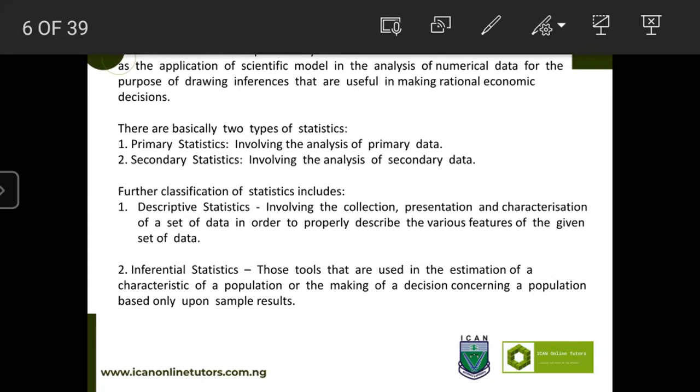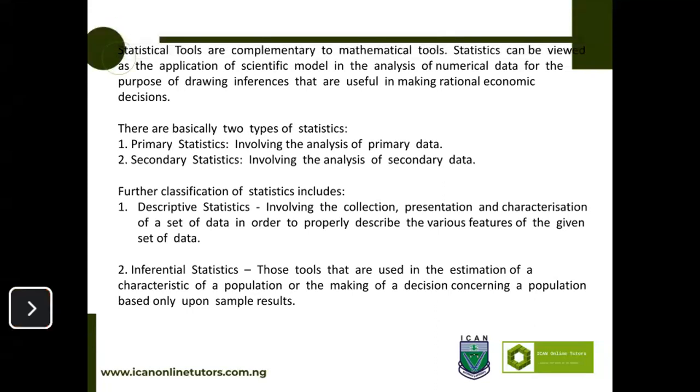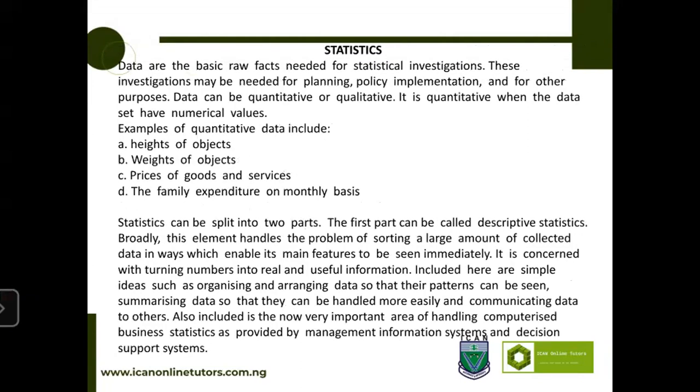Descriptive involves the collection, the presentation, the characteristics of data that has already been arranged in a proper form. Descriptive involves when you collect information, you now group it according to the description. ICAN Online specializes in ICAN and ACCA; you are describing. Inferential is when you characterize it according to the population. ICAN Online belongs to a group of ICAN; that is inferential.